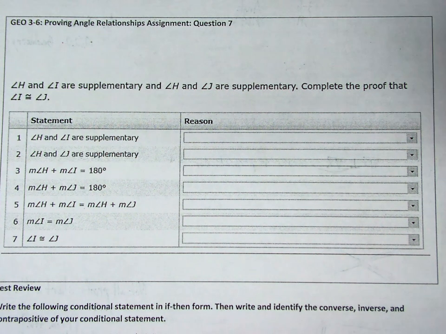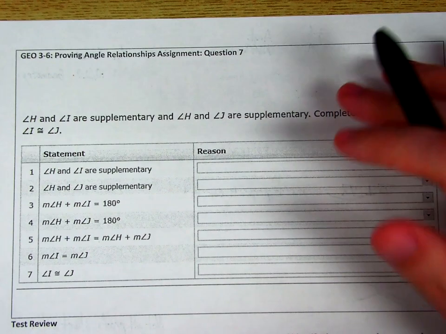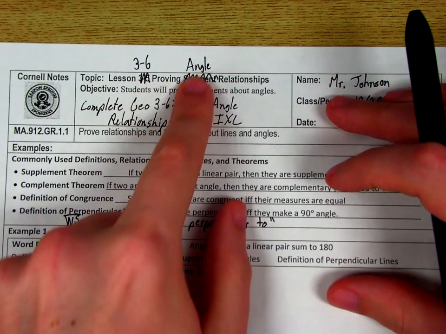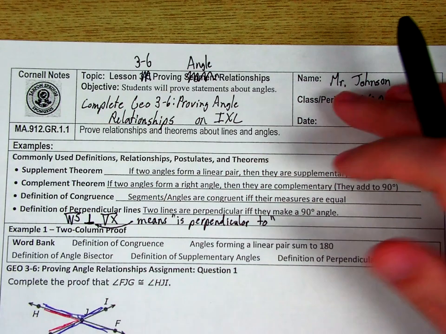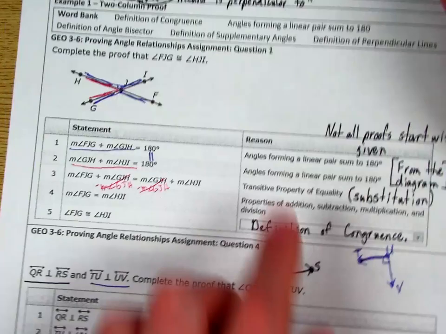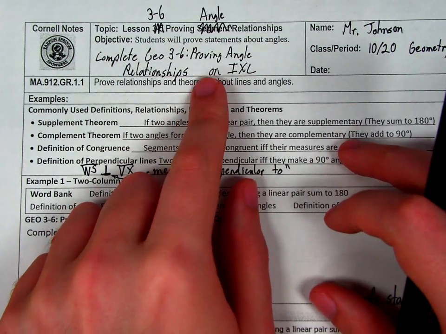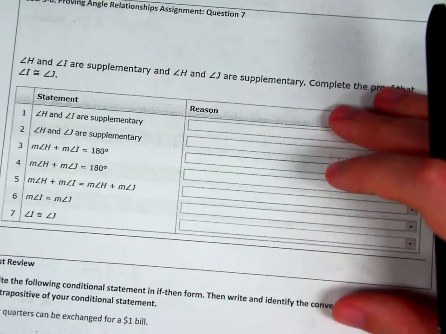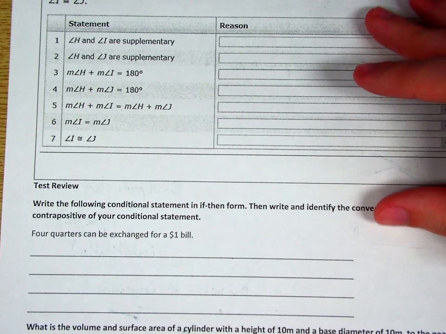Alright, we are back. We are going to be finishing off our 3-6 Proving Angle Relationships notes here. We completed part 1, we completed question number 1 and question number 4 of this assignment already. We're now going to do question 7, and we're going to do the test review.